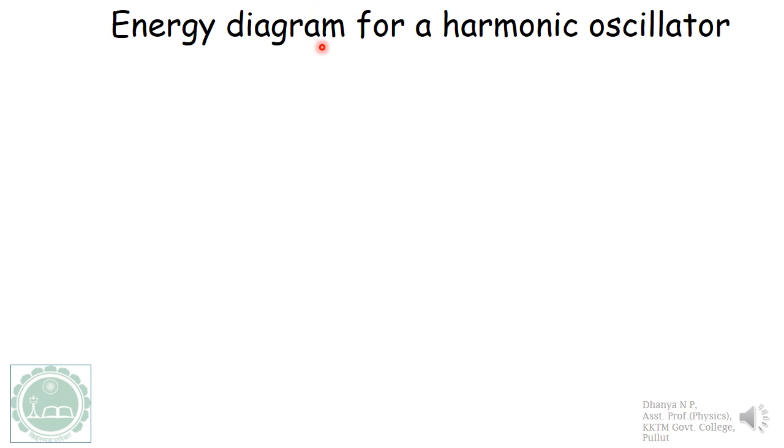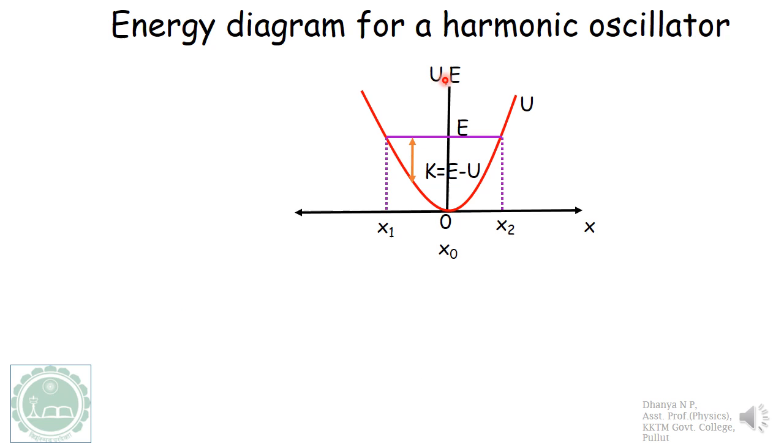First we consider the case of a harmonic oscillator. The energy diagram for the one-dimensional harmonic oscillator is given below. U and E, that is, the potential energy U and the total energy E, are along the y-axis and position along the x-axis. U is plotted like this. This straight line is the total energy E. This parabola corresponds to the potential energy. Kinetic energy K is equal to E minus U.